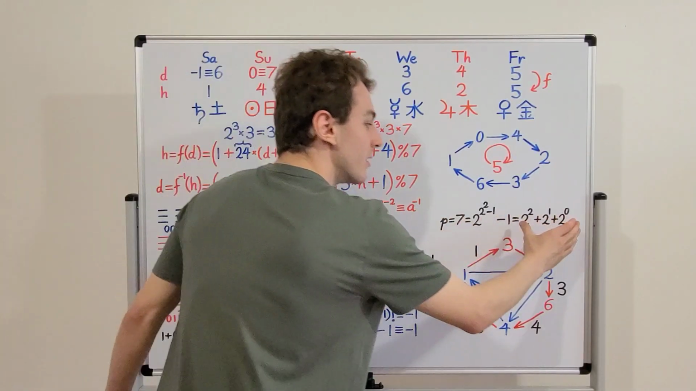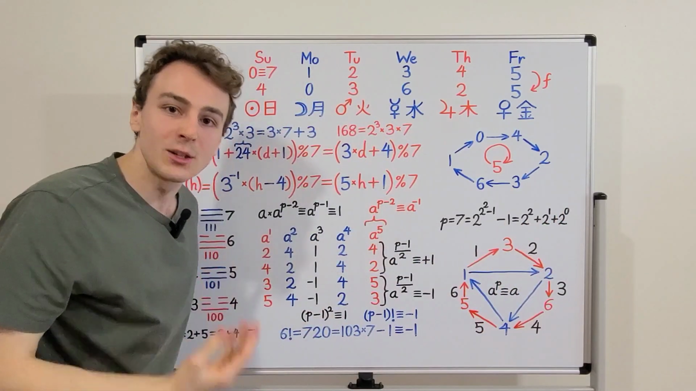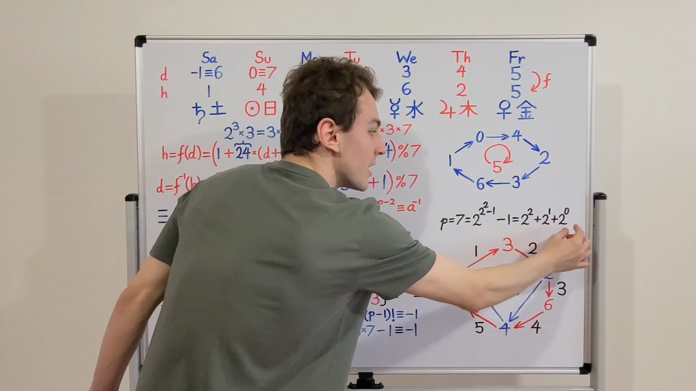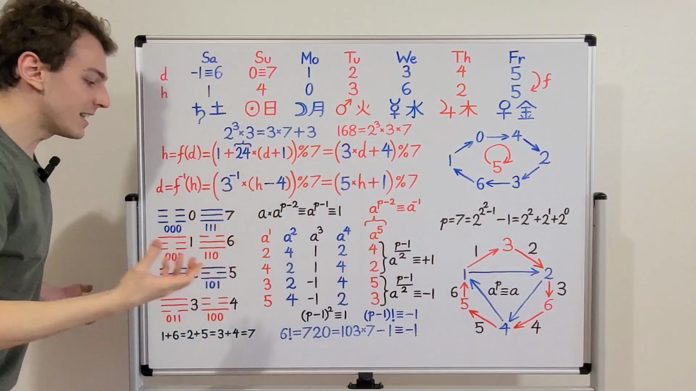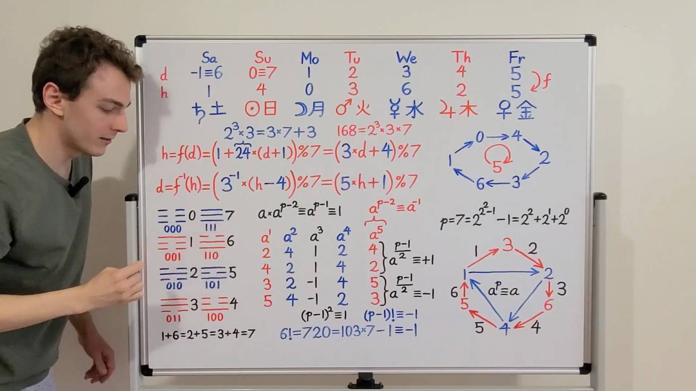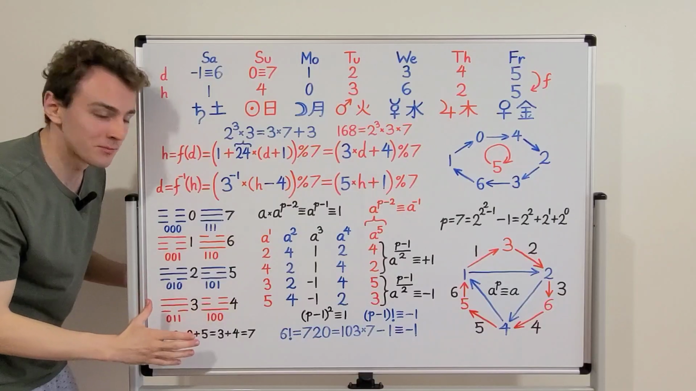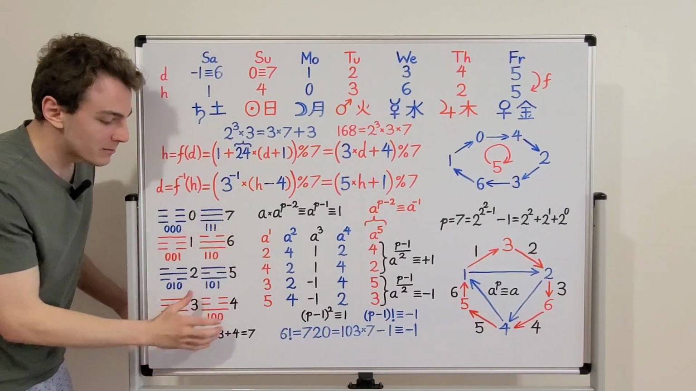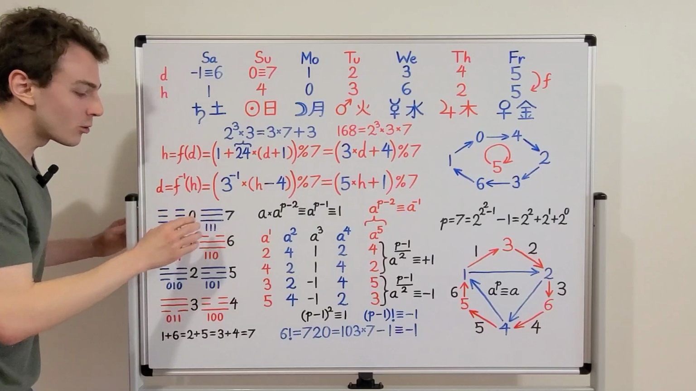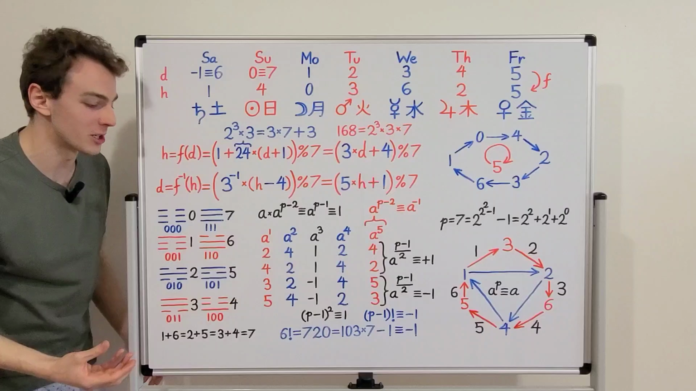And we can also write 7 as 2 squared plus 2 to the power of 1 plus 2 to the power of 0. So this is 4 plus 2 plus 1. And we can write this in binary. So 7 in binary is 1, 1, 1. Let's examine these 8 trigrams. These 8 trigrams are notation from ancient China. And we can rewrite this ancient Chinese notation in modern binary notation.